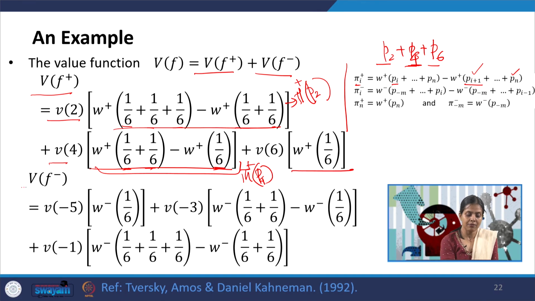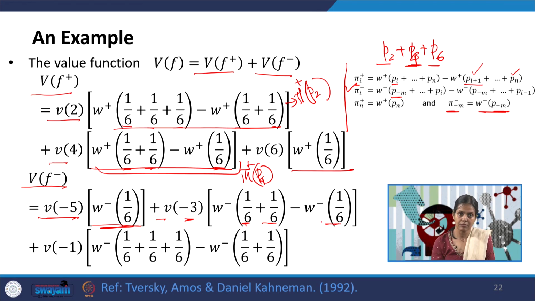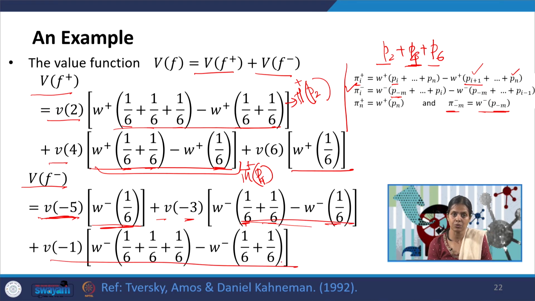Similarly, I can have Vf minus, where we begin with the lowest value, which is V minus 5. You can see that for the lowest value it is simply its probability. So, I have W minus 1 by 6 plus V minus 3. I have to apply this beginning from the lowest value. So, 1 upon 6 refers to V minus 5, 1 by 6 is V minus 3, minus again V minus 5. This is what I have, and then finally V minus 1 is arrived at in a similar fashion.